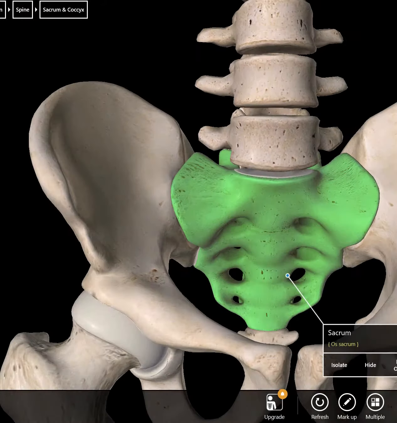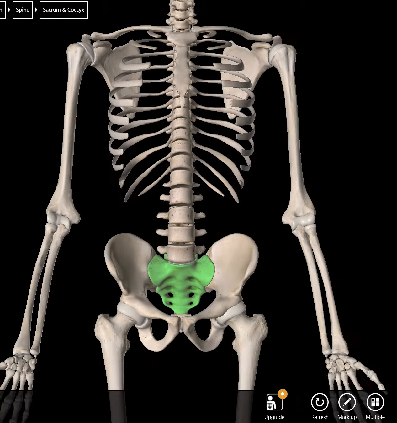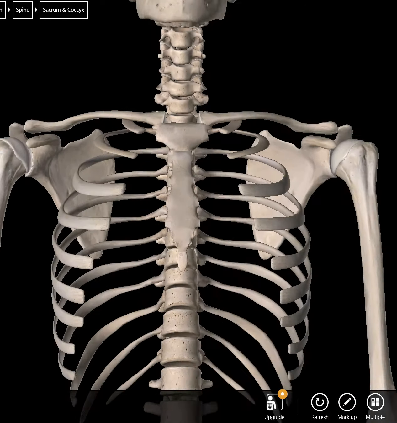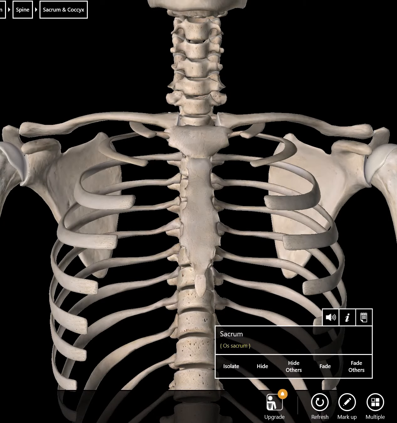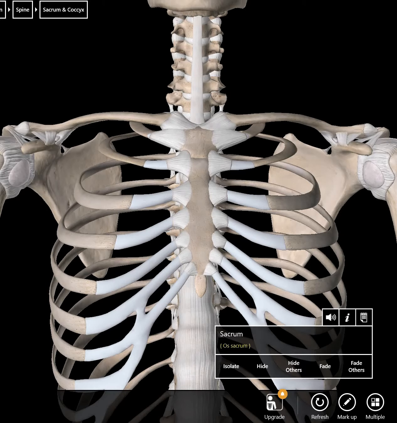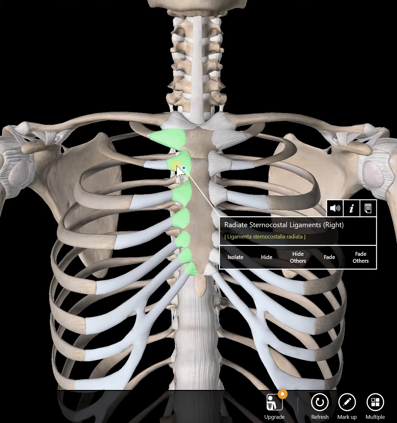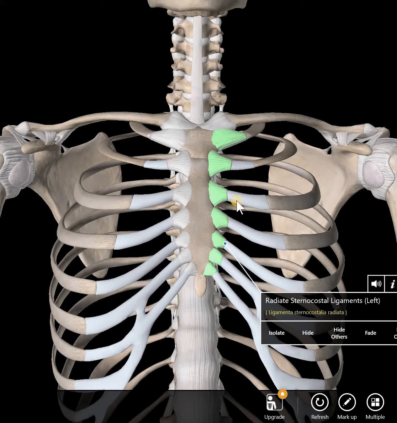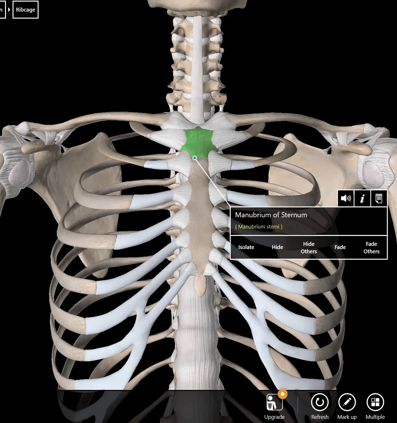Okay, sternum. So I'm going to add the connective tissue so you can see the ribs, the costal cartilage, and the sternocostal ligaments. Okay, on both sides, the sternocostal ligaments. Alright, the sternum has, I'm going to take them away.